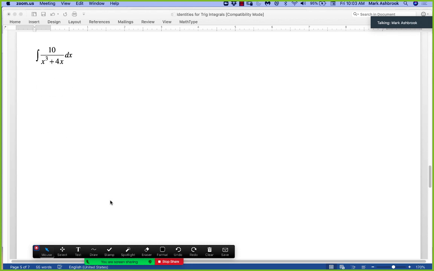So here's one. Is it a rational function with the numerator degree less than the denominator? Yes. Degree is 0, degree is 3. Can we factor the denominator? Is it factorable? Yes. How? What can we factor? X outside. Yeah, so we take x and x squared plus 4. Okay, so we're going to do our partial fractions. We only have 2 terms now, x and x squared plus 4.